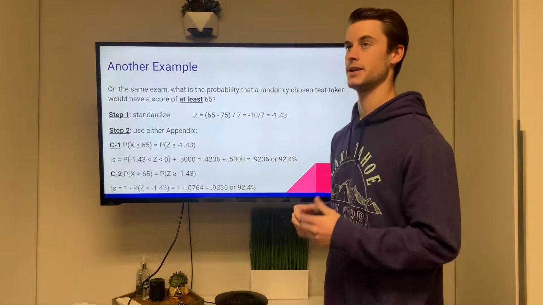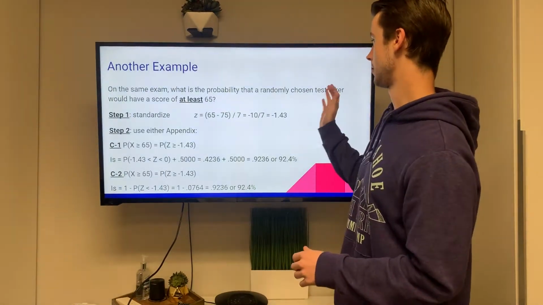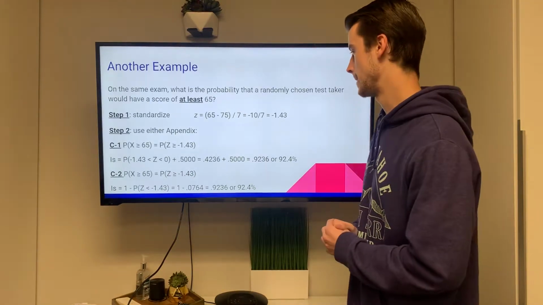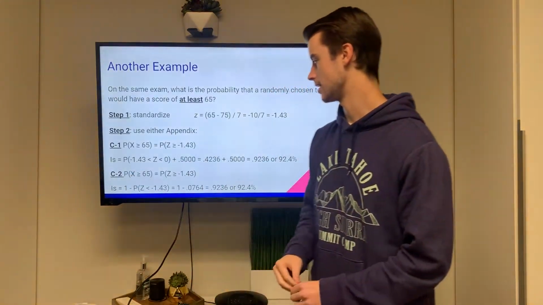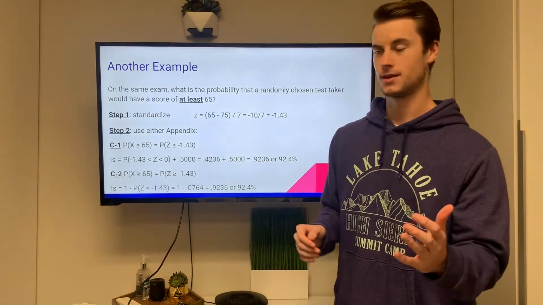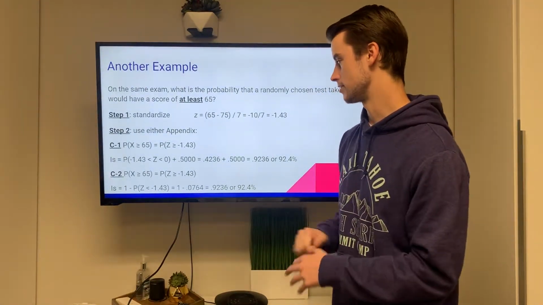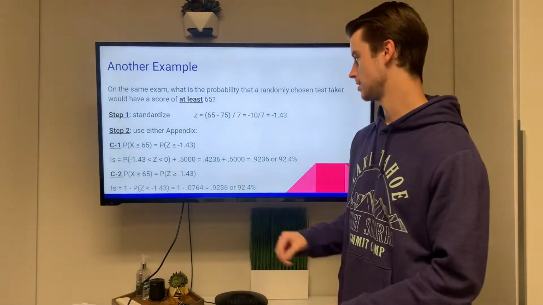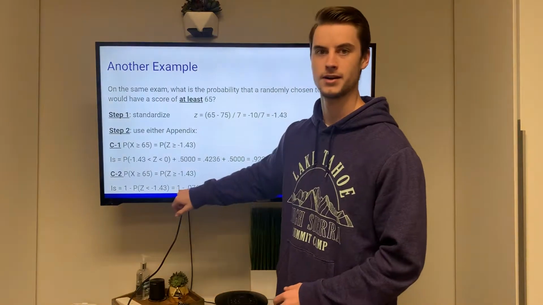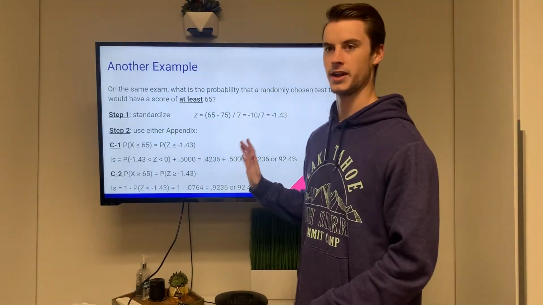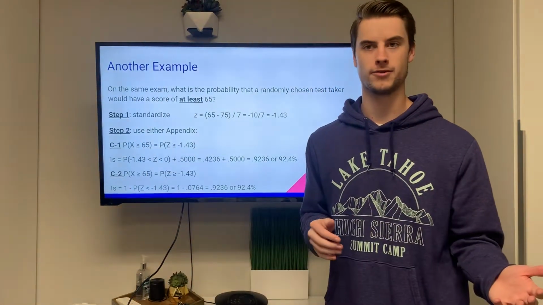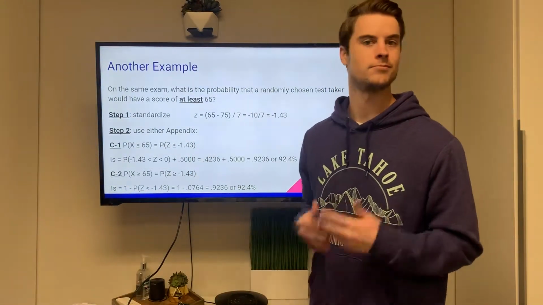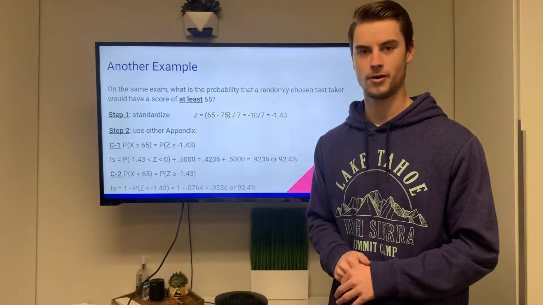There's a 92.4% chance that a randomly chosen test taker would have a score of at least 65. That's a pretty high percentage. If you use C-2, again, that's everything to the left of the Z-score, right? So in this case, all you'd have to do is do 1 minus whatever probability you find for that Z-score, which I think would be easier to find because you're just finding everything to the left of the Z-score and then subtracting it from 1. To me, that's easier. But if this is easier for you to understand, do it. No harm, no foul, okay?